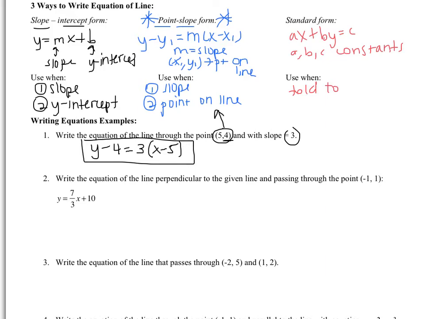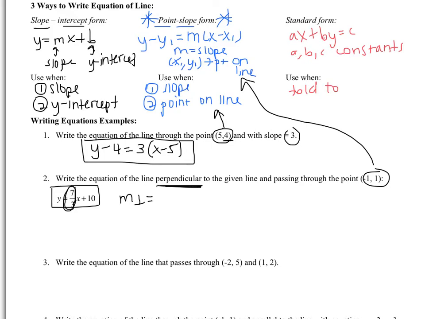Okay, 2, write the equation of the line perpendicular to the given line and passing through the point negative 1, 1. Well, I have a point on the line that's not the intercept, so I'm probably going to use point-slope form. I have a point, I need the slope though. That's why I was given this line. Slope of this line is 7 over 3, it's the number in front of the x. So then the slope of the perpendicular is going to be the opposite reciprocal. So reciprocal is 3 over 7, it means flip, and opposite is going to be negative.